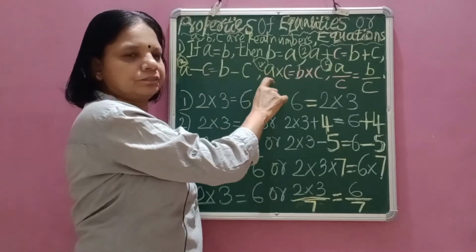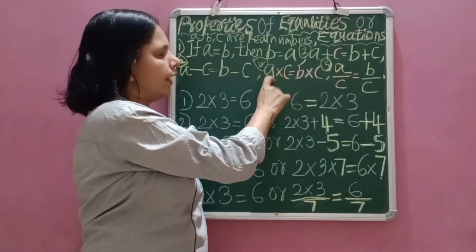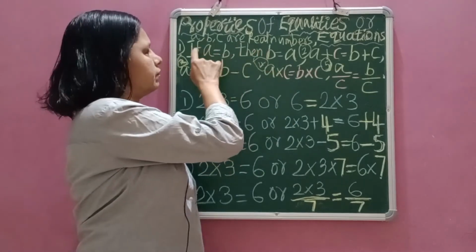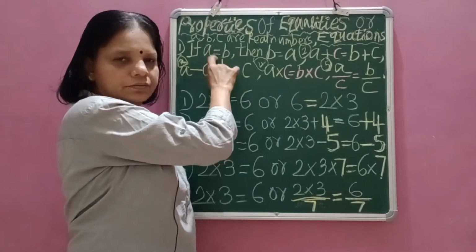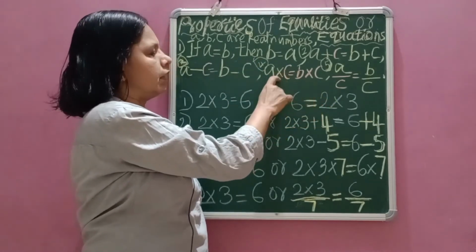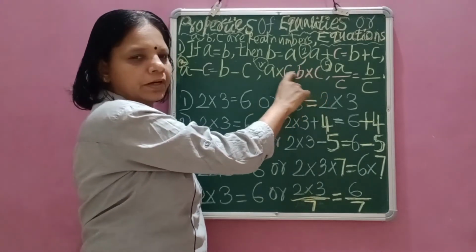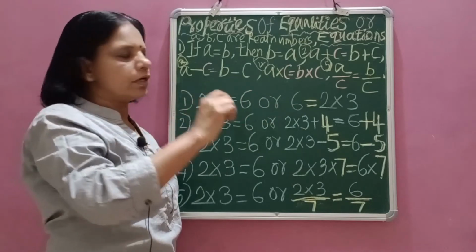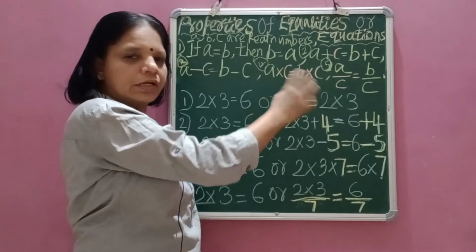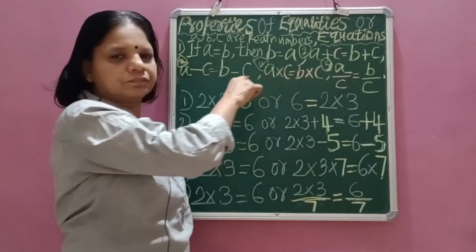Next one, similar to addition and subtraction, now multiplication. A into C equal to B into C. Same condition, if A equal to B, that is a given equation. Then what changes are done in LHS and RHS? We multiplied by C. In LHS, the same number or expression multiplied, in RHS also. Then also the value of the equation is unchanged, or it becomes equal only. A into C equal to B into C.